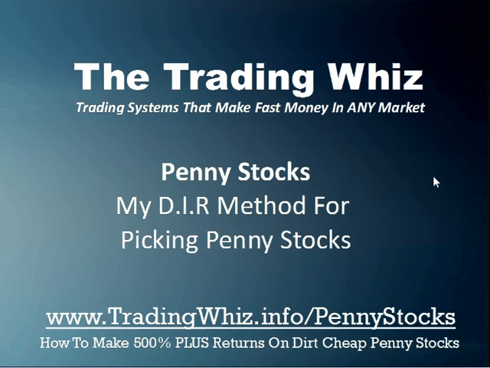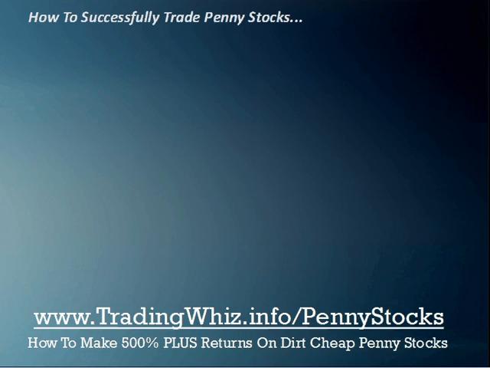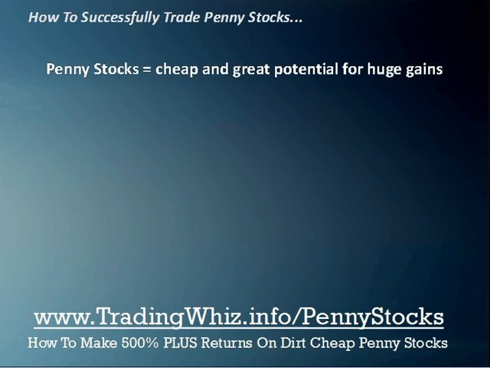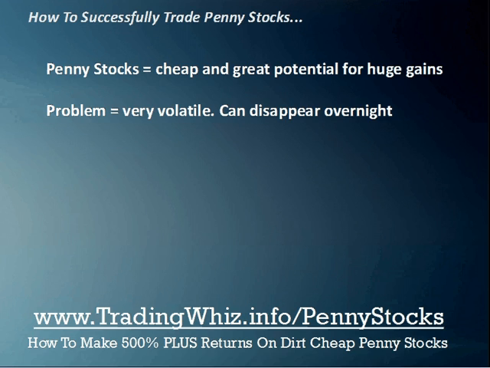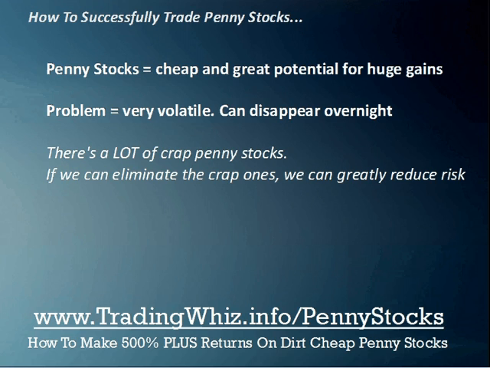So just to recap on the previous videos, what we said is that penny stocks are cheap stocks, and they offer a lot of potential. We can make some huge gains that we can't make with blue chip stocks, for instance. But the problem is that these penny stocks are very volatile, and often these are unstable companies that can just disappear overnight. So the fact is that there's a lot of crap penny stocks, and the key really is, if we are going to be successful with trading them, we've got to eliminate as many of the crap ones as possible, and by doing that we can reduce the risk.